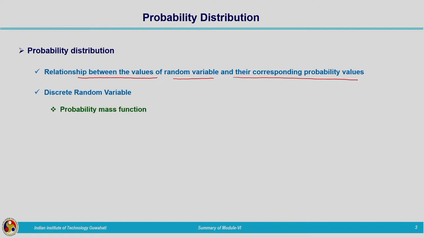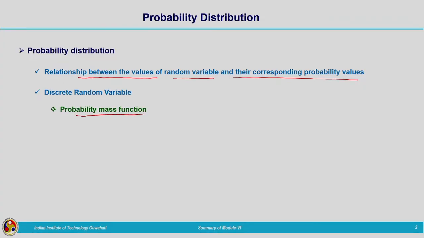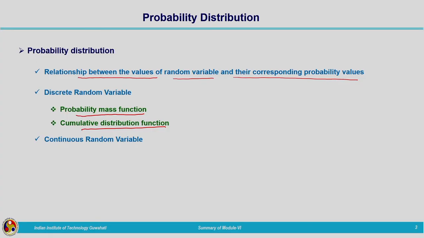When we were discussing discrete random variables, we saw how the probability distribution function can be represented. In the case of a discrete random variable, we made use of the terminology probability mass function, and cumulative probability is described by the cumulative distribution function. That is, the cumulative probability is plotted against the value of the random variable. That way, a discrete random variable is represented by means of the probability mass function and cumulative distribution function. Now, coming to continuous random variables, when we plot the probability distribution, we call it the probability density function, and again the cumulative distribution function. These are the different terminologies used when dealing with discrete and continuous random variables.